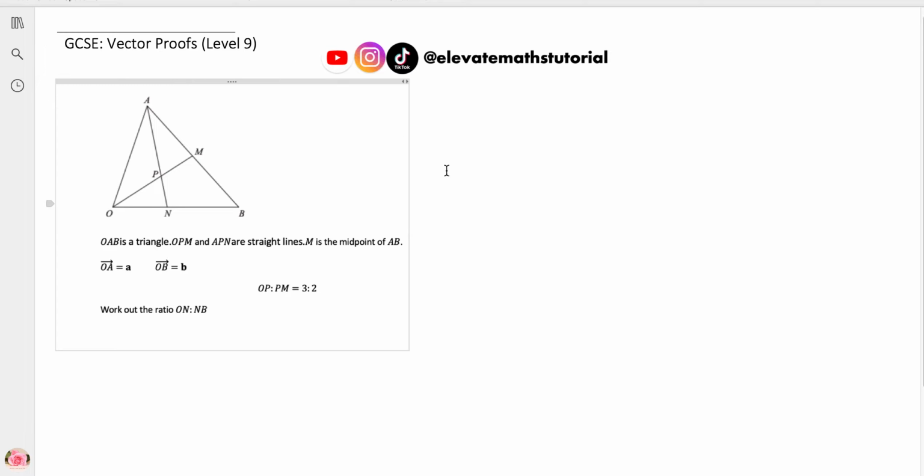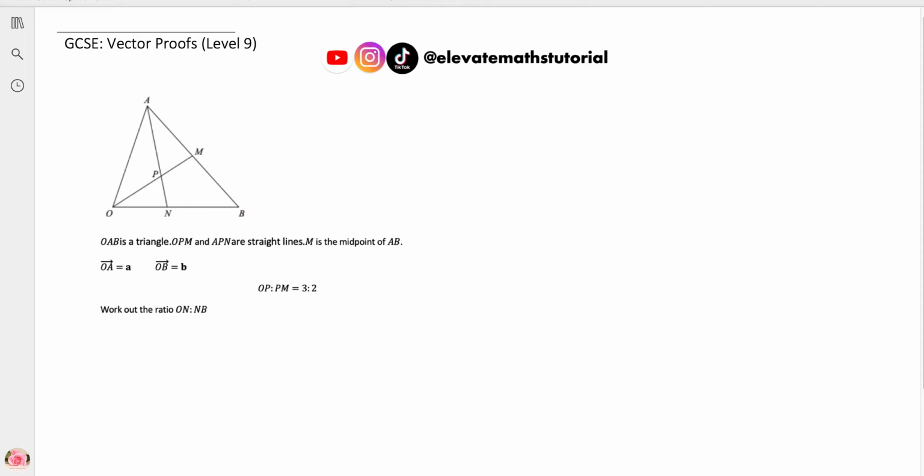GCSE, the topic is vector proofs. So this is especially a level 9 vector proof question. Level 9 meaning it will be at the end of a paper, and the level of difficulty, it's a maximum difficulty sort of question on any GCSE paper. Okay, it's always towards the end of a paper.